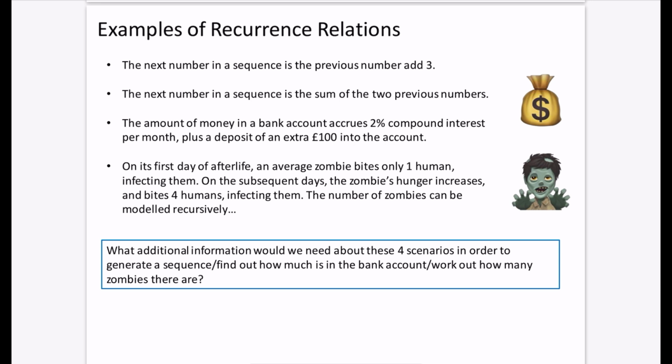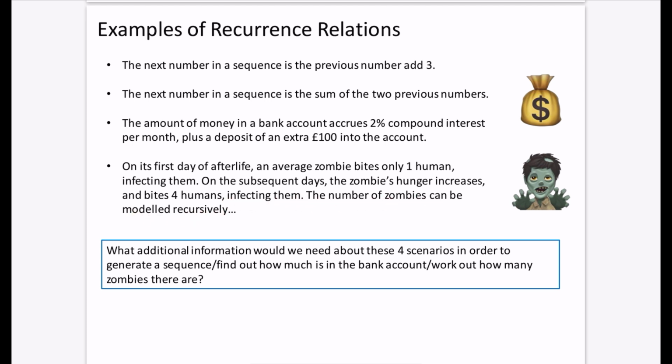And then this is to do with zombies, but this sort of recurrence relation can actually be used to try and model things about how diseases might spread. But I've got this in the context of this zombie here. On its first day of afterlife, an average zombie bites only one human, infecting them, and they become a zombie too. On the subsequent days, the zombie's hunger increases and bites 4 humans, infecting all of them. And the number of zombies can be modeled recursively.